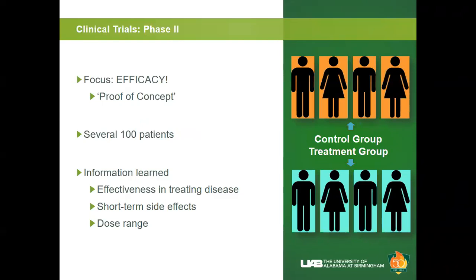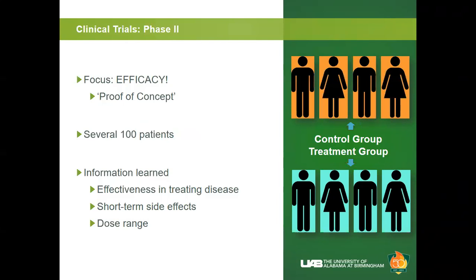But if it's safe enough, you go to phase 2 clinical trials. And this is where you finally look at, does it work, yes or no? So we're looking at efficacy. This is also sometimes called getting proof of concept by pharmaceutical companies. So you're looking at several hundred patients, control group versus a treatment group. And here you really look at, how effective is it to treat my disease? What side effects start to pop up in a patient population versus a healthy volunteer? What dose do I need to use in order to see a therapeutic effect?